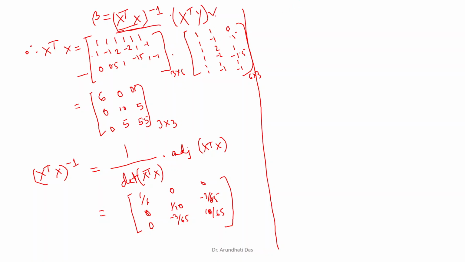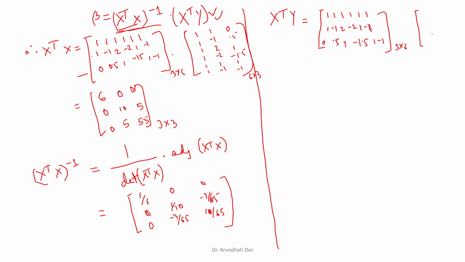Now we need to calculate the second part, right? The second part is X transpose Y. Again X transpose will be the same matrix: 1, 2, 3, 4, 5, 6, then 1, minus 1, 2, minus 2, 1, minus 1, then 0.5, 1, minus 1.5, 1 and minus 1. This 3 by 6 matrix is multiplied by the Y matrix.